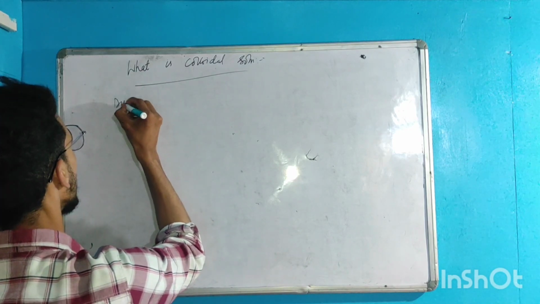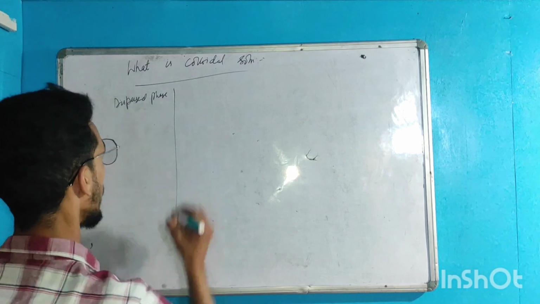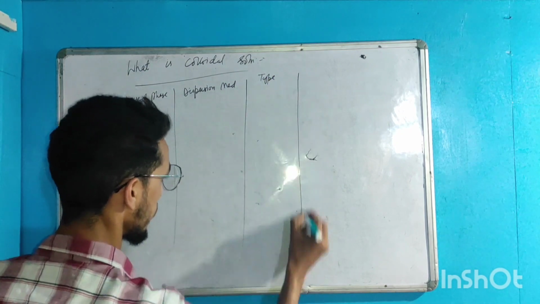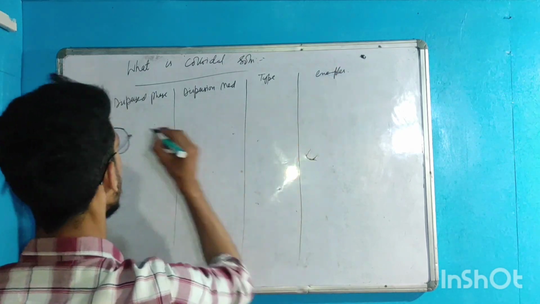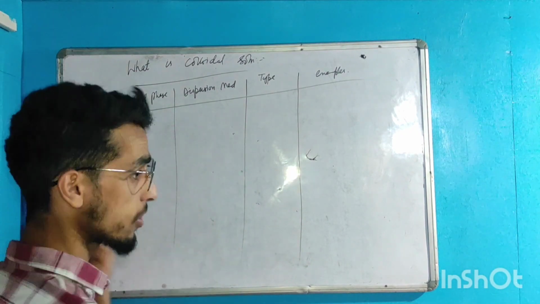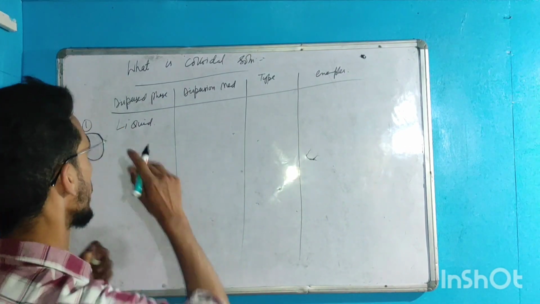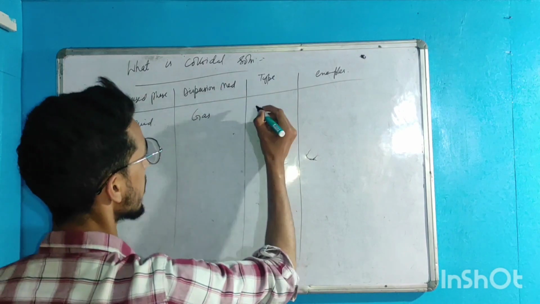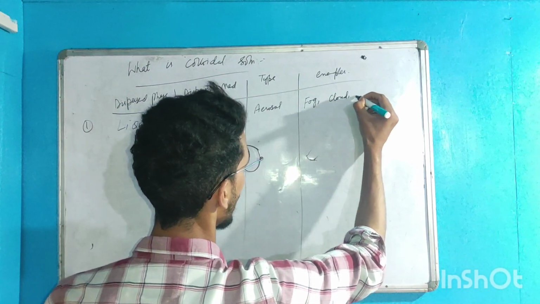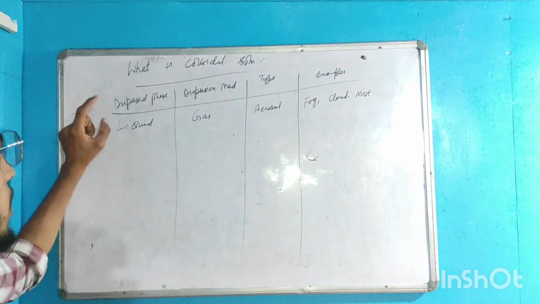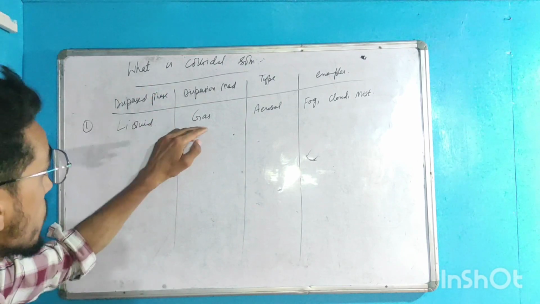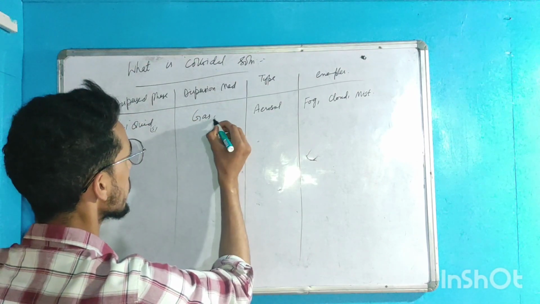Now we'll write here dispersed phase, and here dispersion medium. Then we'll take what type it is, and then some examples. In the dispersed phase, we'll take an example that is liquid, when the solute is liquid, and in the dispersion medium the solute is dissolved in gas. This type is called aerosol. Its famous examples are fog, cloud, mist. In fog, the solute particles are liquid, and the dispersed phase is dispersed in the dispersion medium.